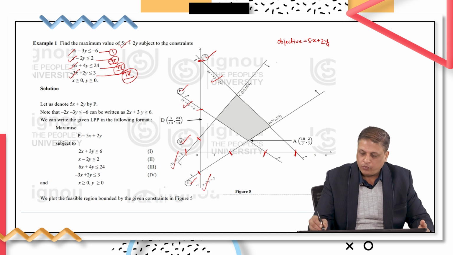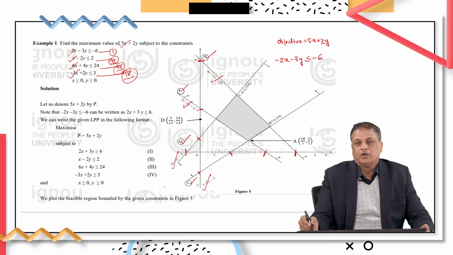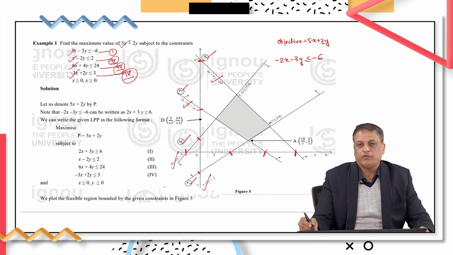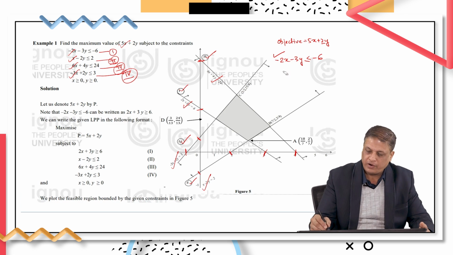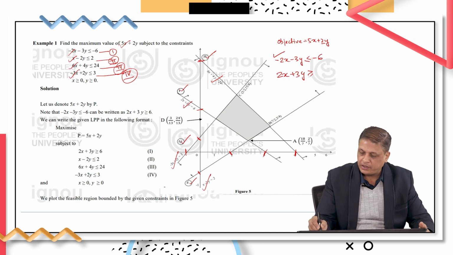Now, equation number 1 is minus 2x minus 3y less than or equal to minus 6. When we were dealing with inequalities, we learned that when we handle the negative sign, the inequality sign is going to change. So, this inequality, minus 2x minus 3y less than or equal to minus 6, can always be written as 2x plus 3y greater than or equal to 6.